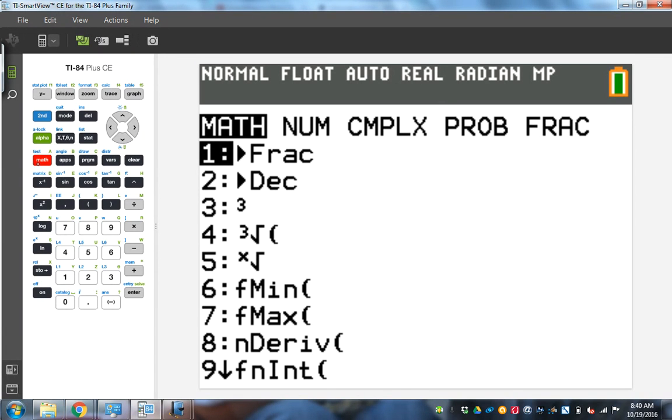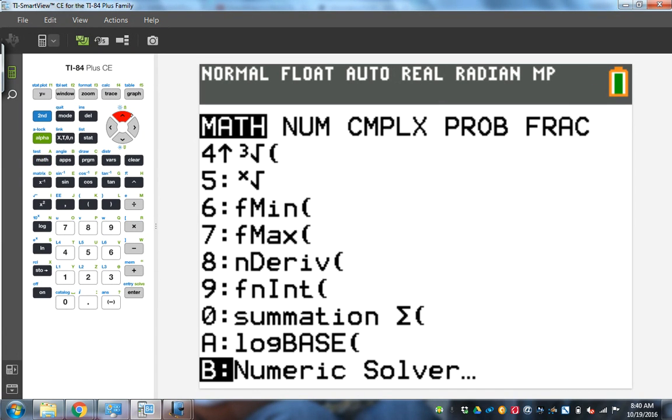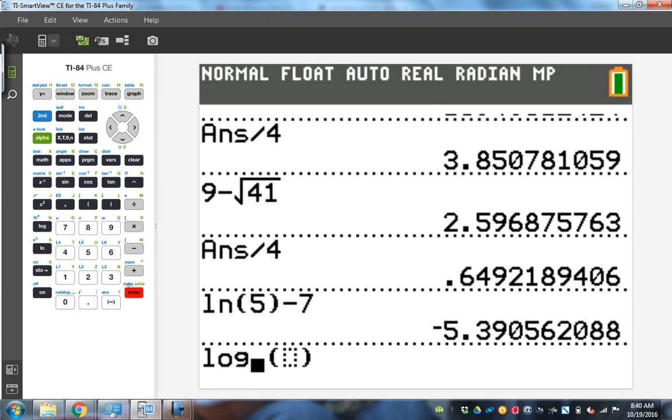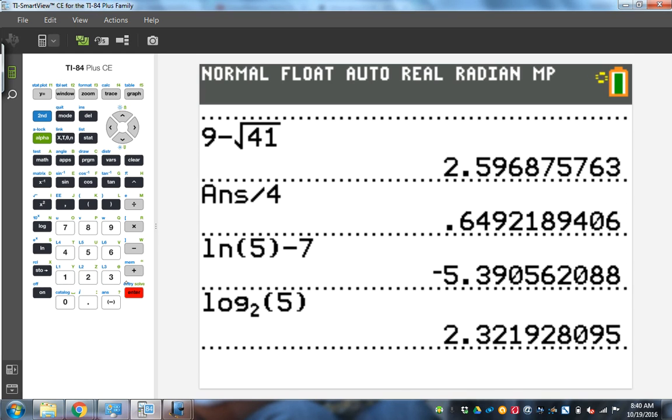So hit the math button. We want to go to log base, so the quickest way is just press the up arrow. And then we got log base 2 of 5. And let's go 3 decimal places. So that would be 2.322.